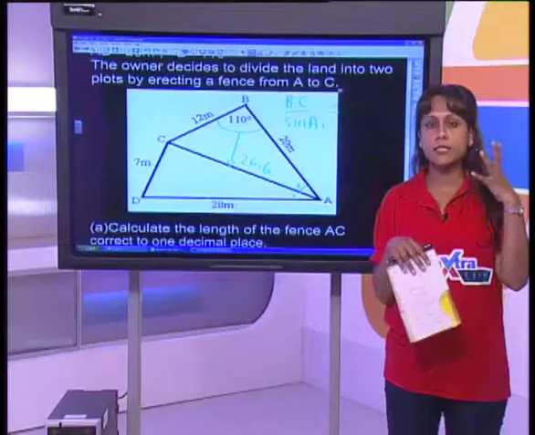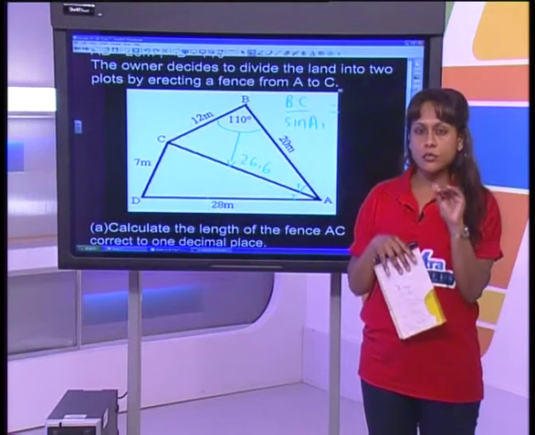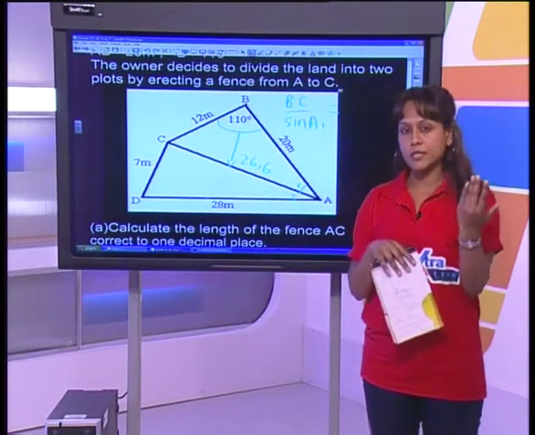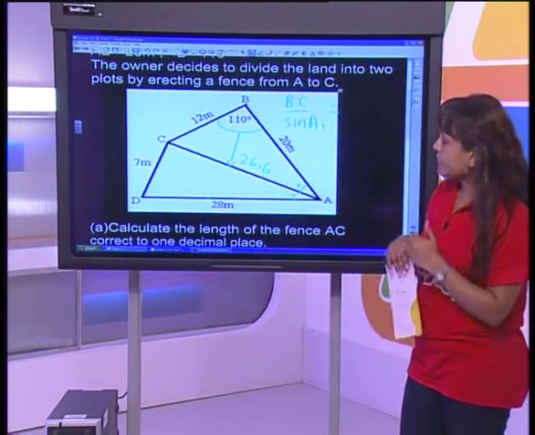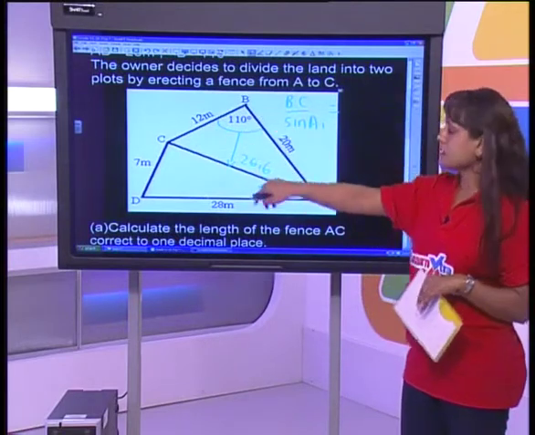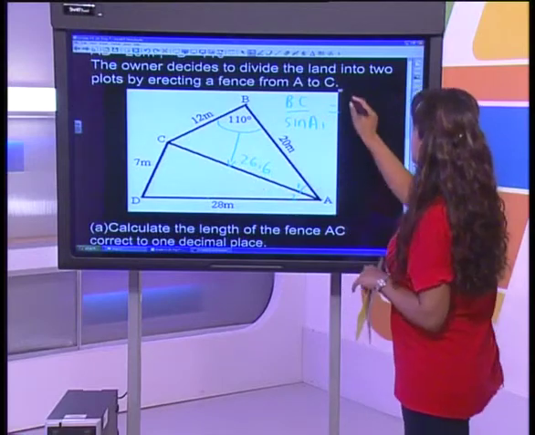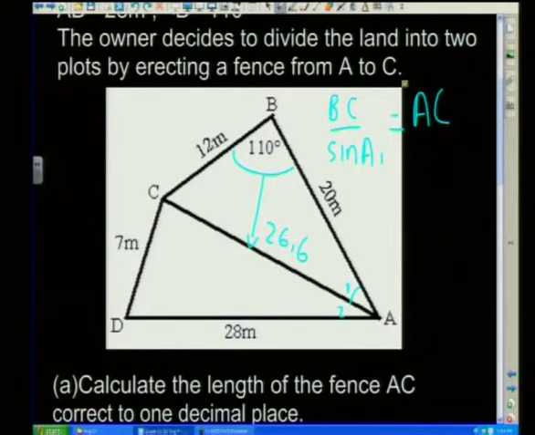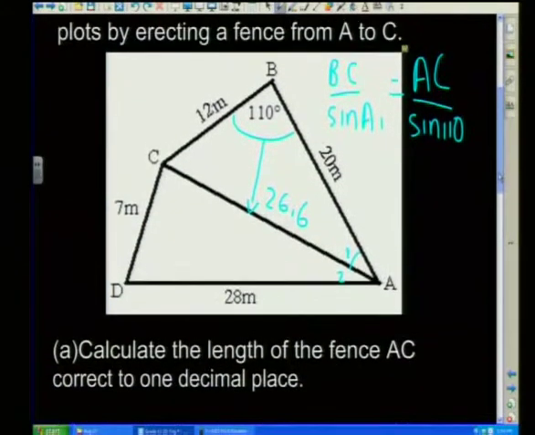Well, it's actually already decided for you because you need to use the side where you know the opposite angle. So that means we have to use AC because that's the only one where we know the opposite angle. So therefore it's going to be equal to AC over sine 110. If you wanted to have the sine of A1 in the numerator, you could have obviously had this formula flipped over. It doesn't matter. Either way, you'd get to the same answer.